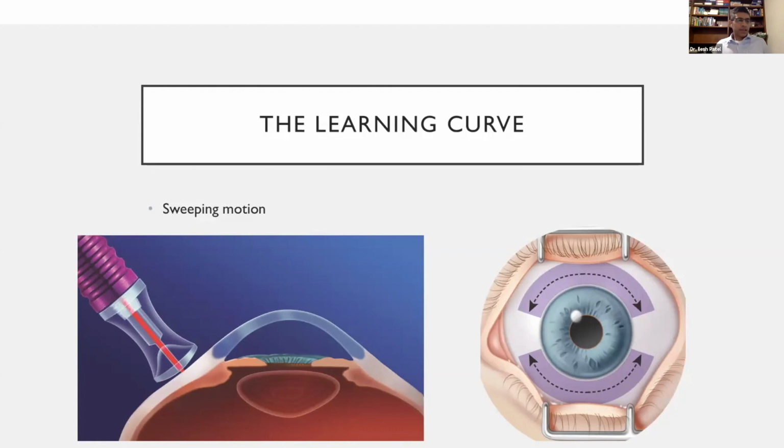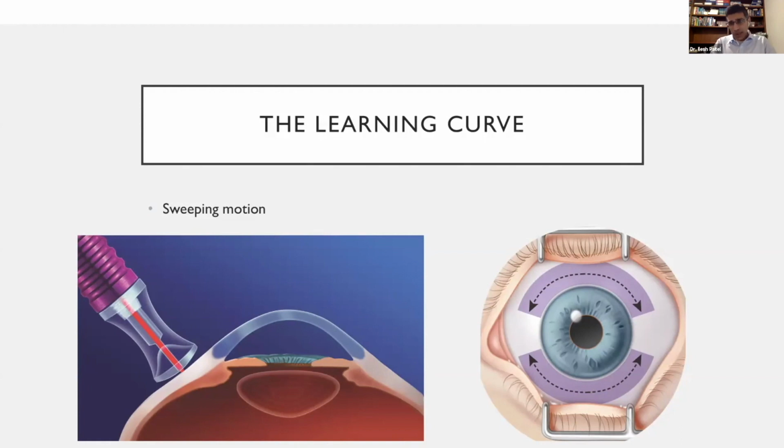So one tip that I have for everyone is to practice that sweeping motion in one quadrant of the eye before you actually engage the laser. So with your first few cases, before you actually engage the laser, do just go through that motion of sweeping across a hemisphere or a quadrant before you actually engage the laser. So have a dry run before you do the actual laser.